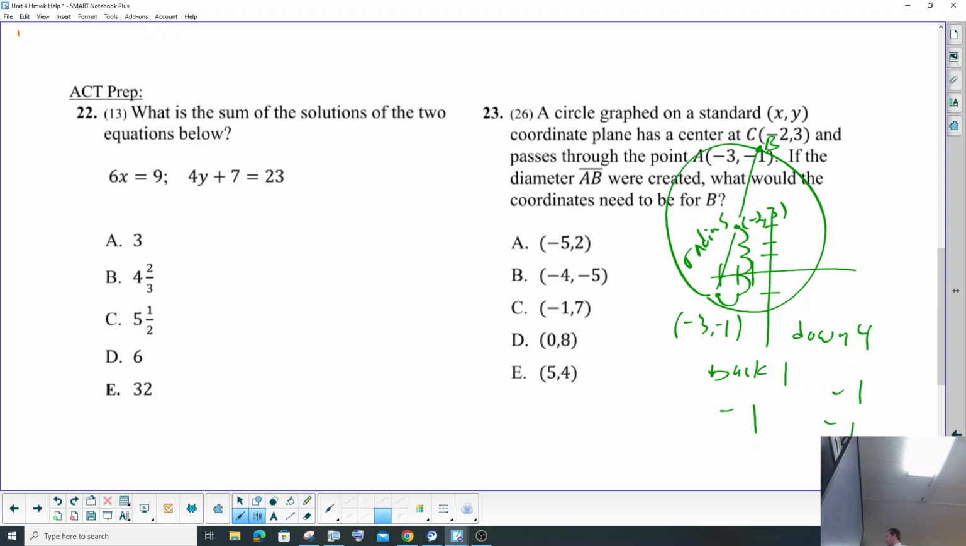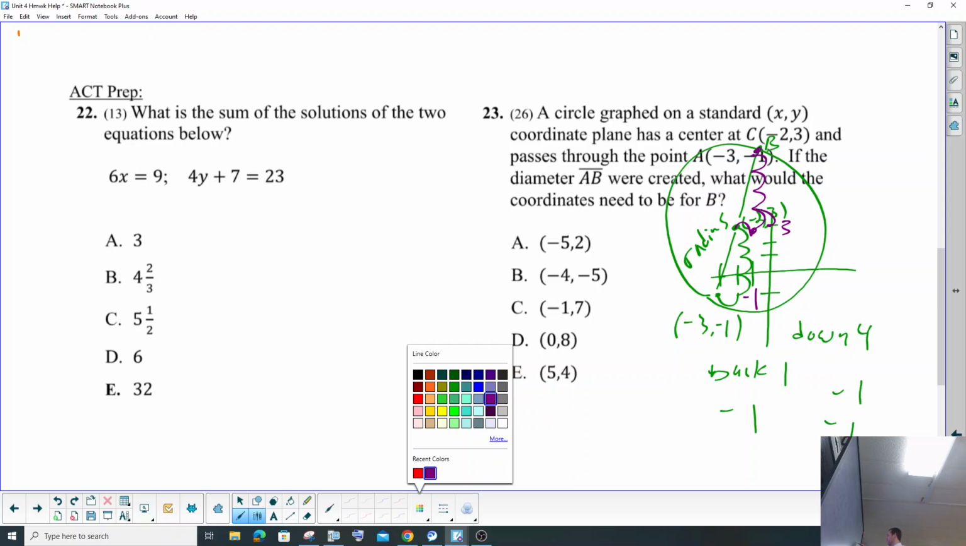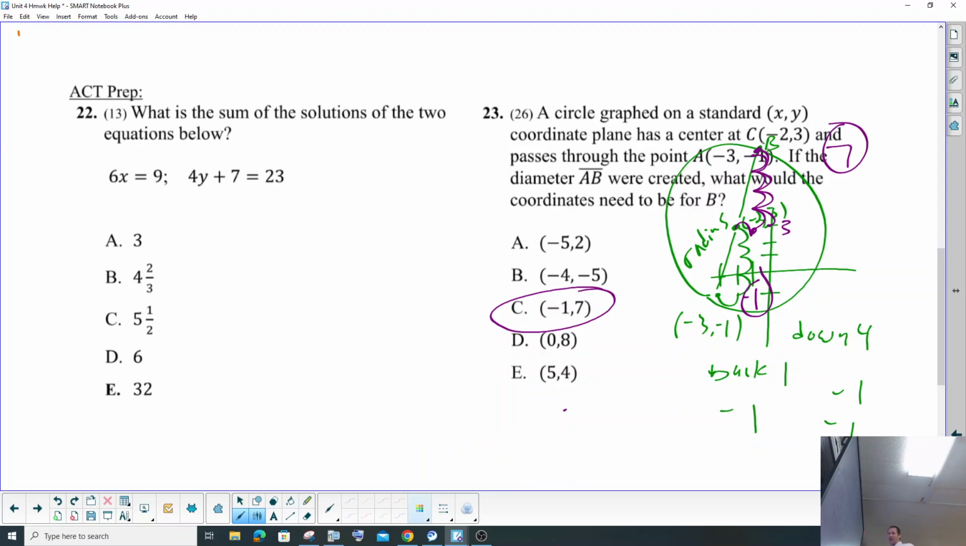So that means we should probably go from this point, negative 2, 3. Instead of going back 1 on the x values, we should go over 1. And then go up 4. Over 1 would take you to negative 1. And then up 4 from 3 would be 4, 5, 6, 7. So negative 1, 7. We got it. We didn't even have to use the distance formula. We just counted it out.